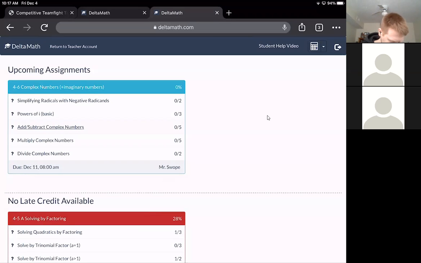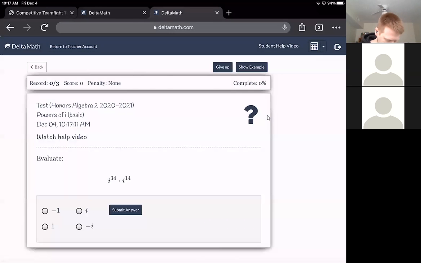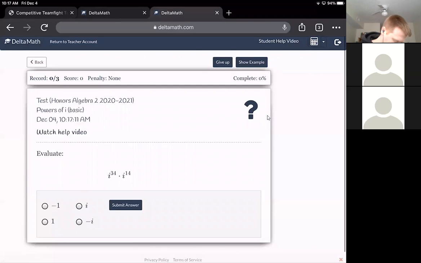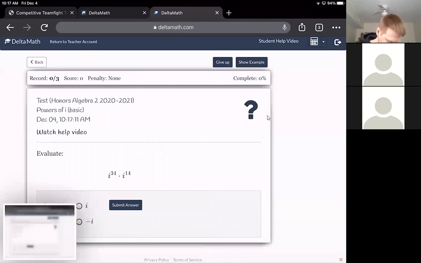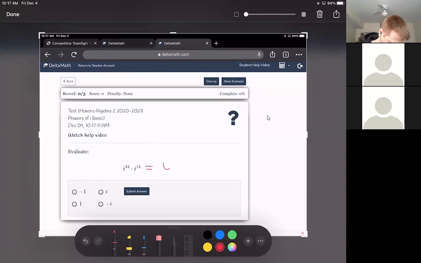So sorry, I was just resuming my recording, but the next section is powers of i. So they might give you something like this where you have to multiply. Remember, when you multiply, you add the powers. So this is really i to the 48th.